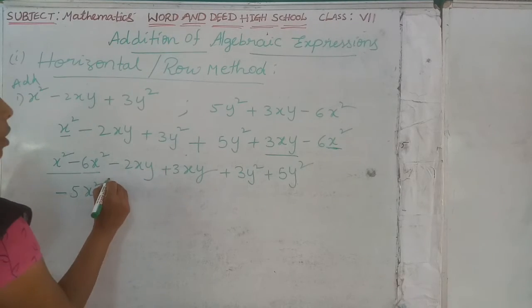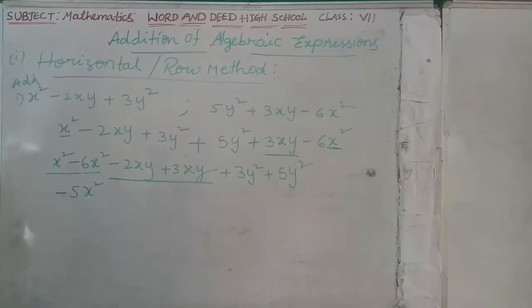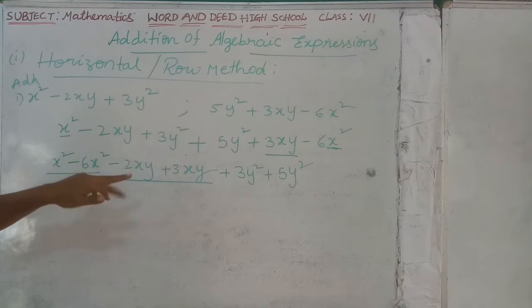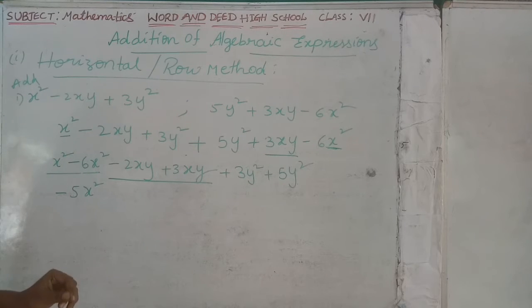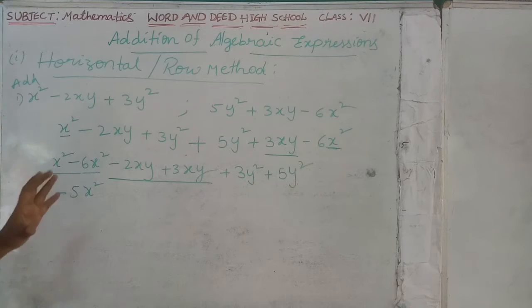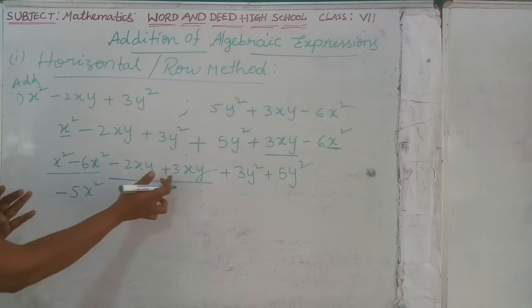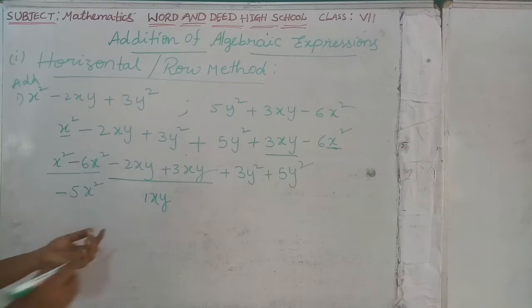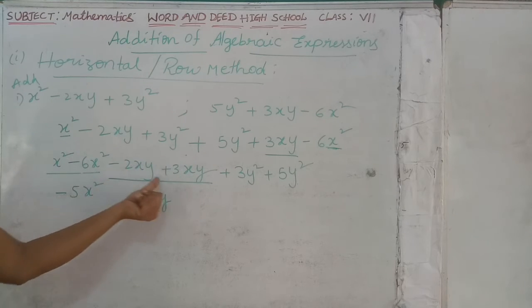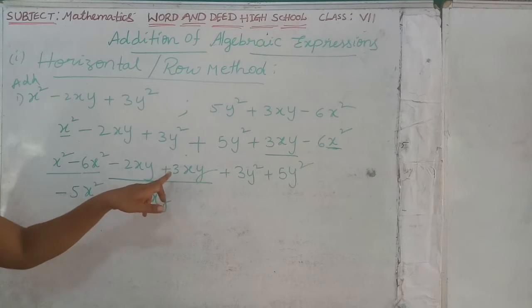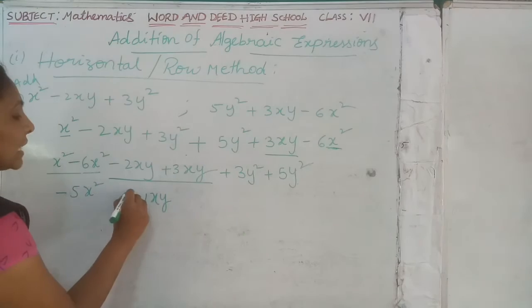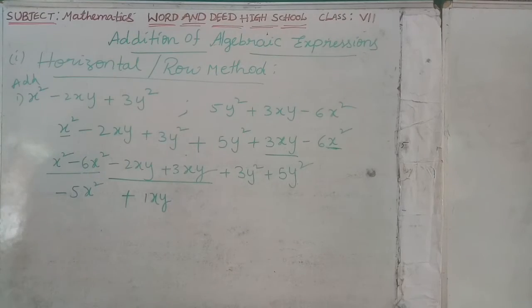Good. Now, minus 2xy plus 3xy. That means here also positive, negative. So, what do we have to do? Subtraction only. Usually bigger to small. 3 minus 2, 1xy. But what is the bigger number, 2 or 3? 3. So, in front of the bigger number, what symbol? Plus. So, plus 1xy.